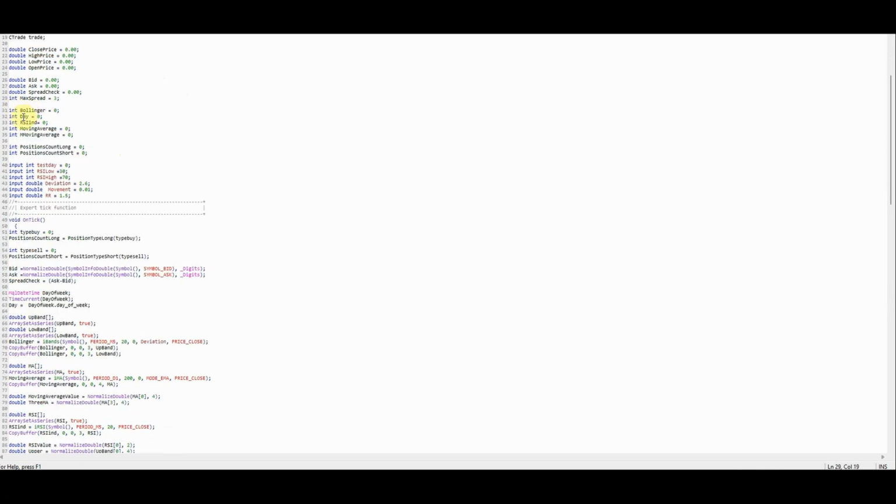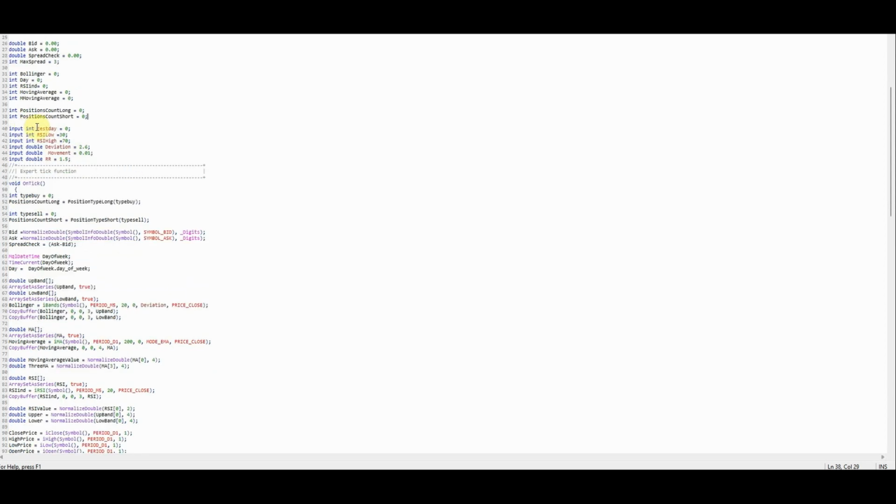We've got the Bollinger, the day of the week, and some other information here. These ones, position count long and short, are actually just to filter the number of trades that we're entering at any one time. So a long trade and a short trade can be open at any one time, but no more than 1 per direction. We've also got all of the input integers and doubles here that we talked about earlier.